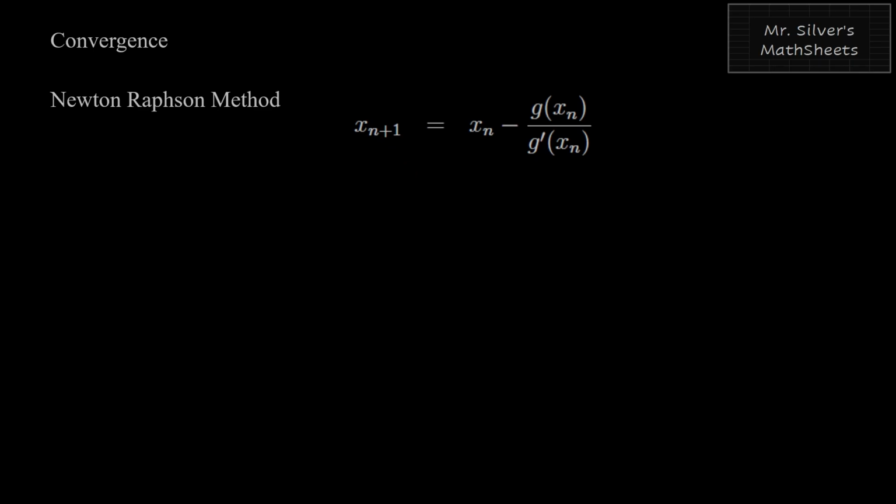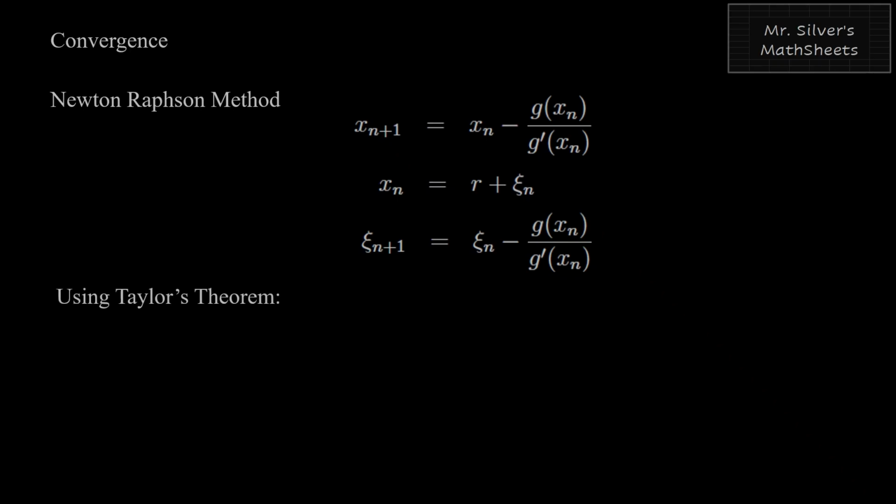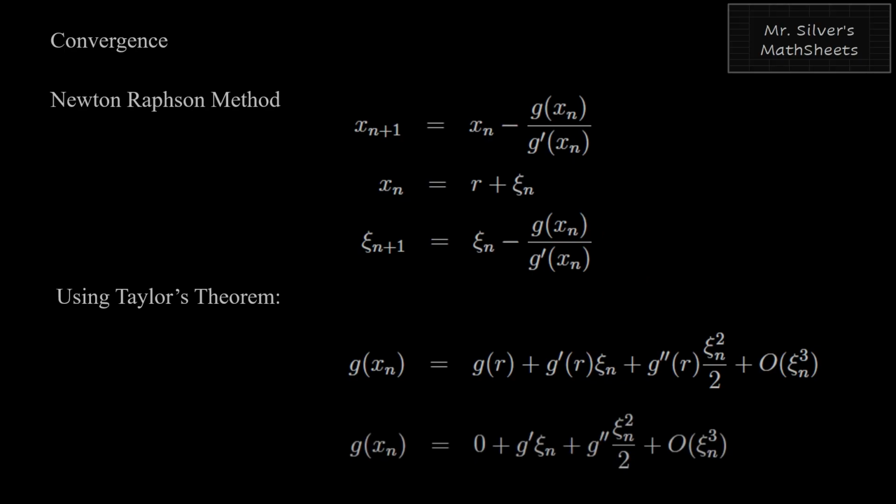the convergence will be very different. We have a law of motion for x of n plus 1, and we define the xi of n term in the same way we did before, as the difference between the root and the estimate. And now we'll use Taylor's theorem to get an estimate that we can plug in to find xi of n plus 1.